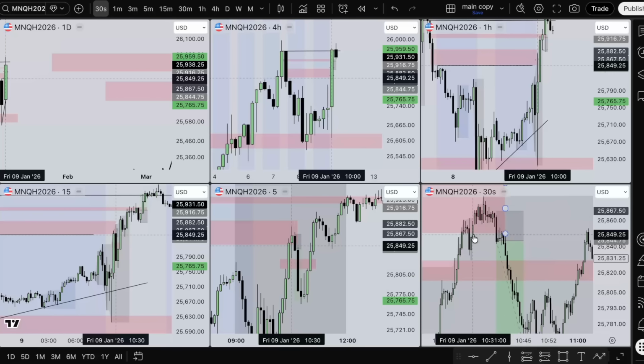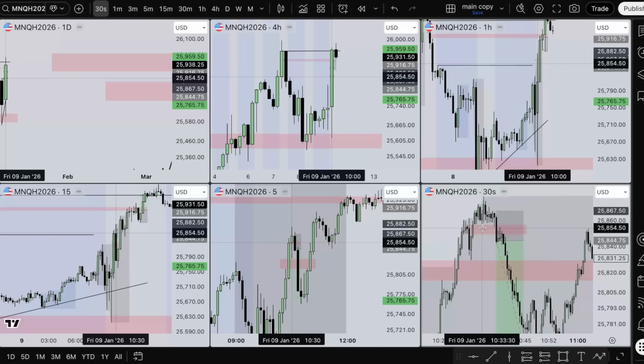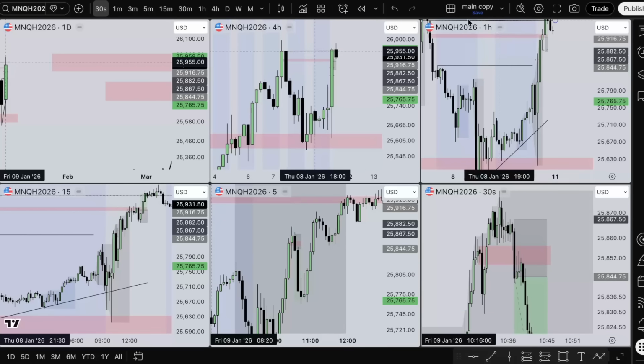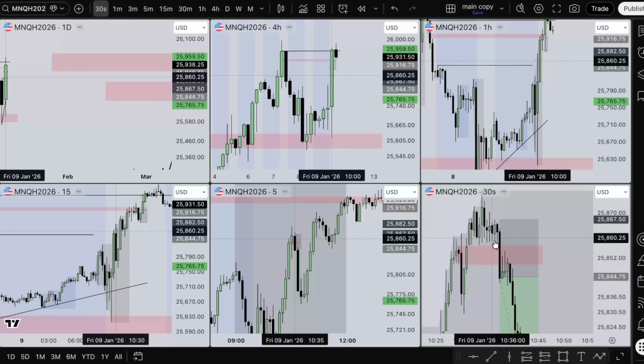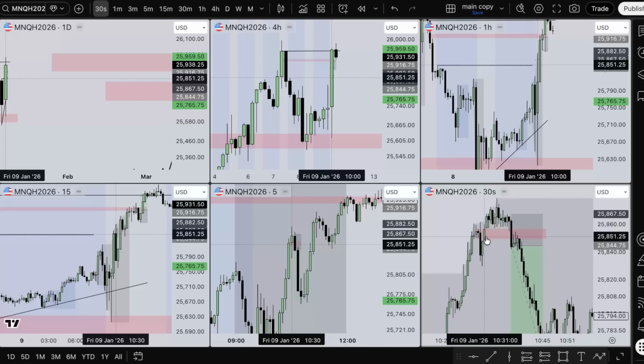So this was the entry. And my entry model is basically an inversion, an inverse fair value gap. The reason why I trade inversions is because, as I said before, fair value gaps are real support and resistance levels. So when you look at this level here, I'll show you what makes an IFVG higher in probability. You see how many rejections it has before breaking through it? That is powerful. So this is basically support turned resistance here.